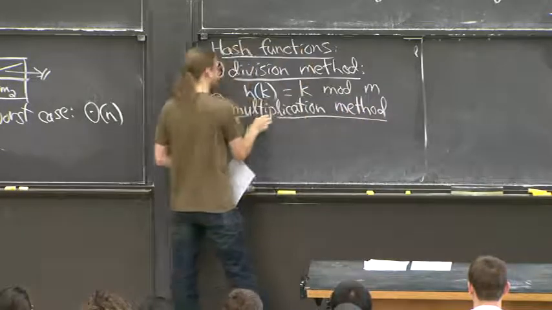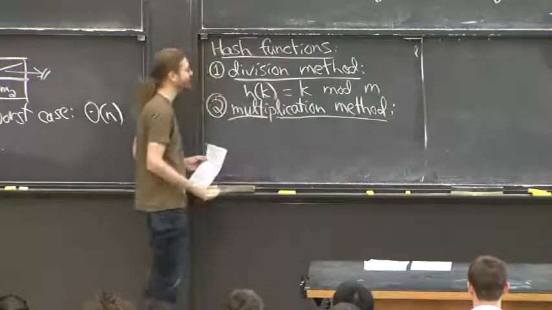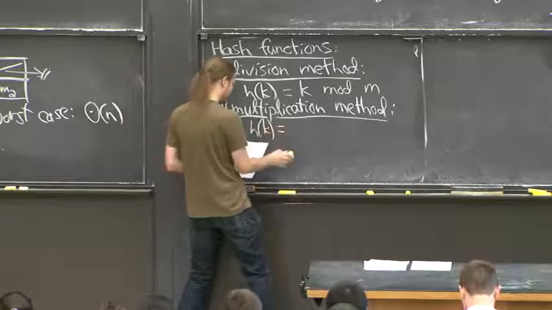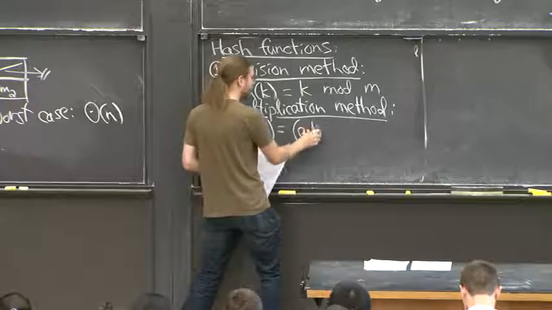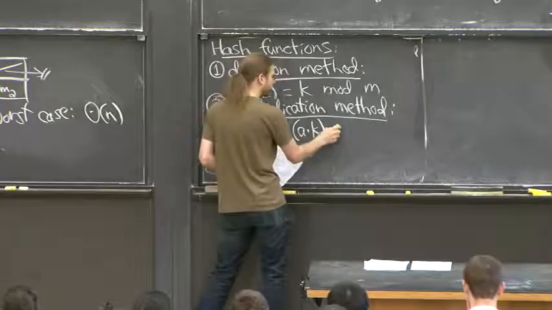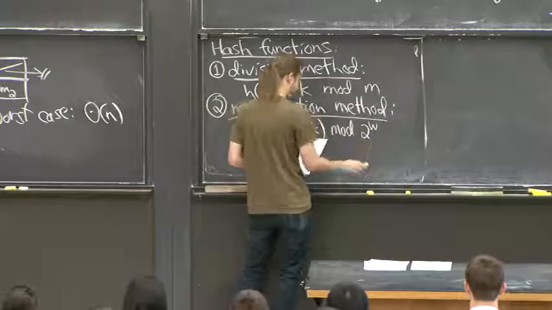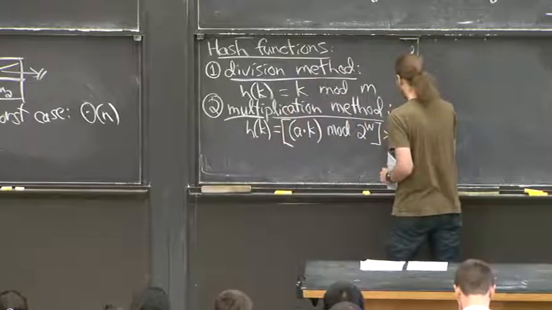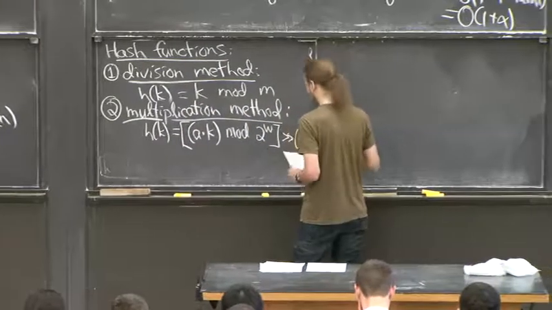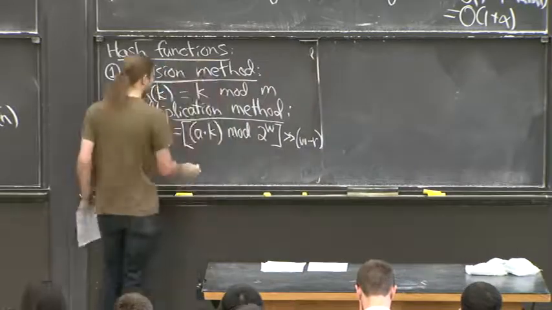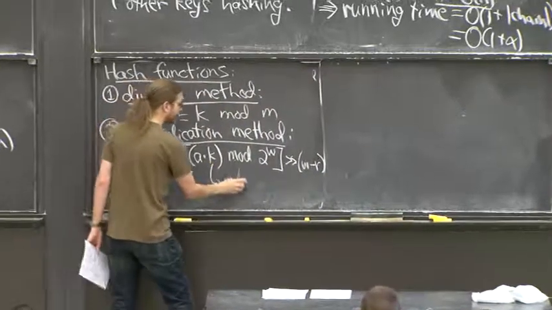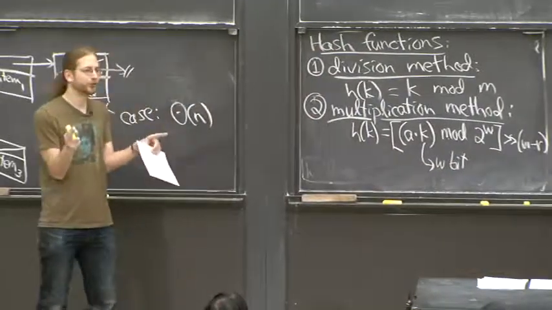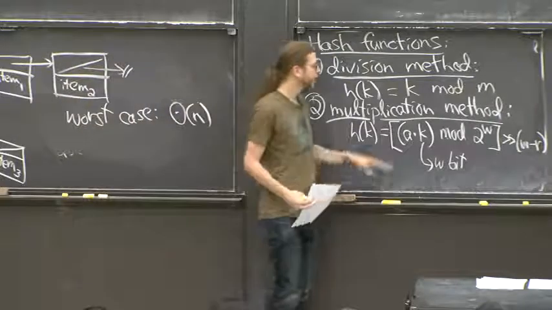Division didn't seem to work so great, so how about multiplication? What does that mean? Multiply by m. That wouldn't be very good. No, it's a bit different. We're going to take the key, multiply it by an integer a, and then we're going to do this crazy stuff. Take it mod 2 to the w, and then shift it right w minus r. What is w? We're assuming that we're in a w-bit machine. Remember way back in models of computation, your machine has a word size, it's w bits. So let's suppose it's w bits.